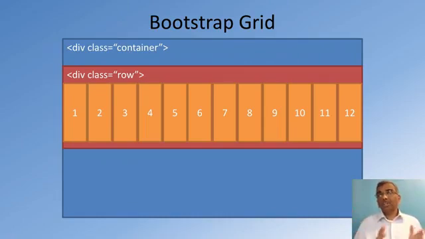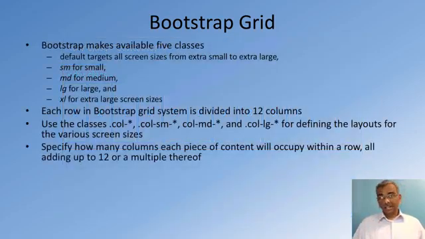So this is how the responsiveness is built into the Bootstrap grid way of laying out the content. So how exactly do we lay out the content? We'll talk about that in the next few slides. The Bootstrap grid itself makes available to us 5 classes to specify different screen sizes. By default, there is a default class which targets all screen sizes starting from extra small to extra large.